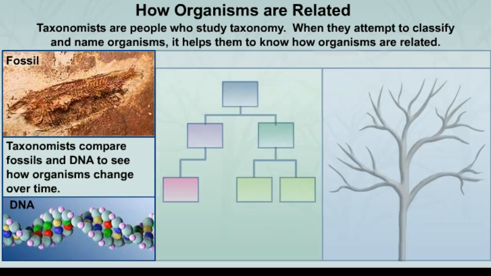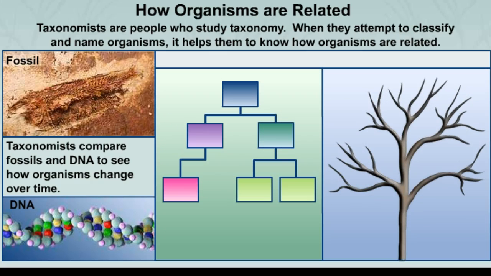When the changes are known, they can be shown on branching diagrams. These diagrams can show how organisms are related to one another. They can also show at which point new characteristics developed. Click on each branching diagram to learn about them.